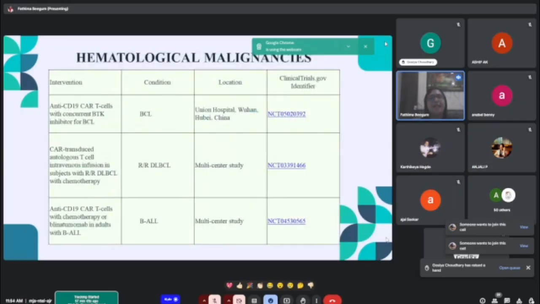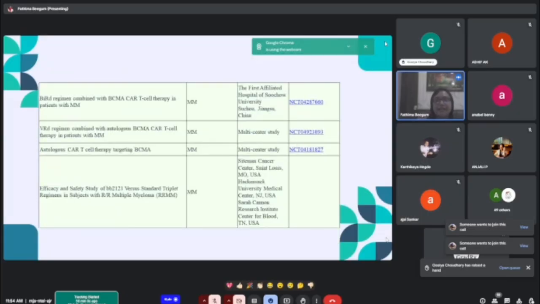Next is hematological malignancy. It is also used there. In hematological malignancy, the common uses are for B cell lymphoma, diffuse large B cell lymphoma. CD19 CAR T cell therapy is used. Then IV infusion in subjects, mainly CD19 is used for all the hematological malignancies.